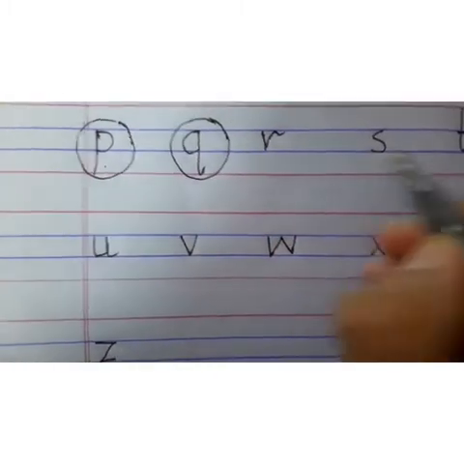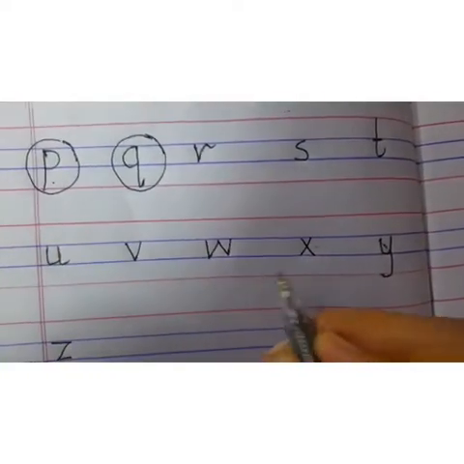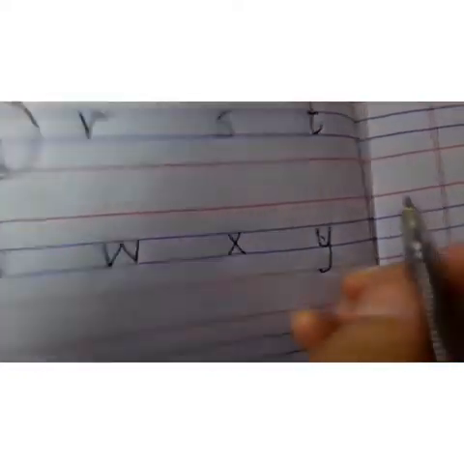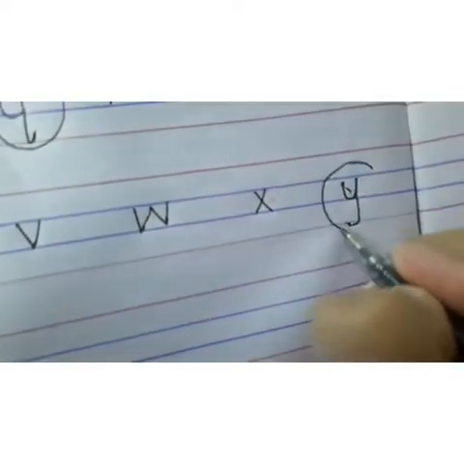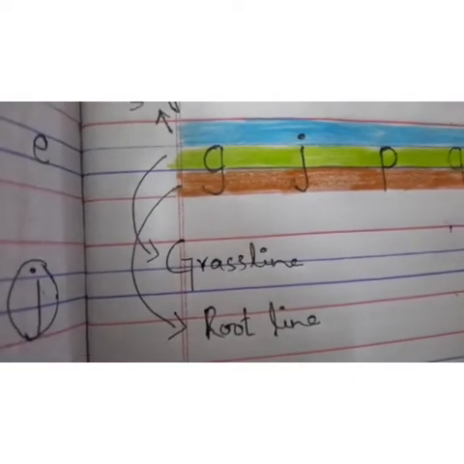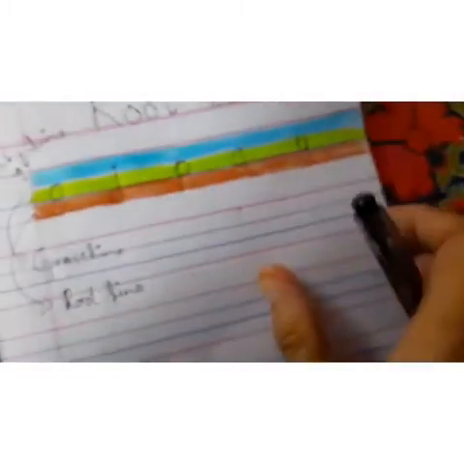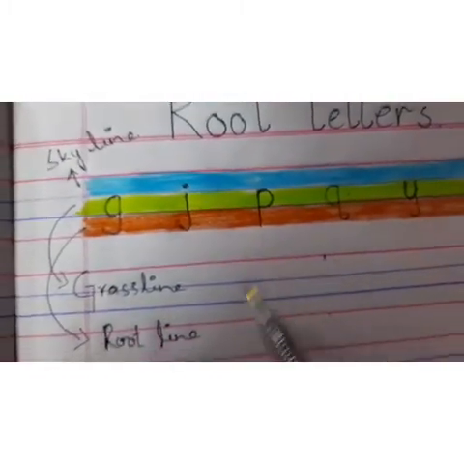R is not. S is not. T is not. U is not. V is not. W is not. X is not. And yeah, Y, look here. We can clearly see that it is touching the fourth line. So I'm going to write it here in the line and it is done. Z is not a root letter. So we have found all the root letters.